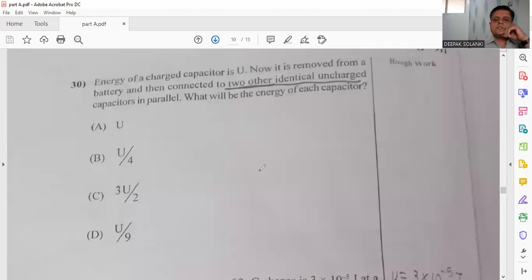Energy of a charged capacitor is U. Now it is removed from the battery and then connected to two other identical uncharged capacitors in parallel. What will be the energy of each capacitor? The charge, since there are 3 capacitors in total, will become Q/3. Energy is proportional to Q squared, so this will come out as U/9.